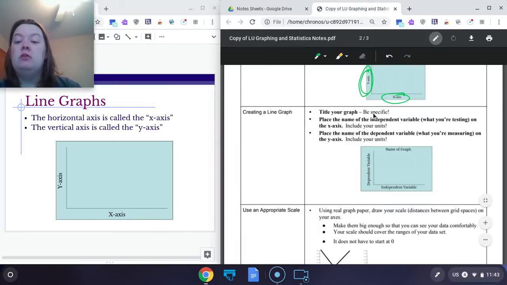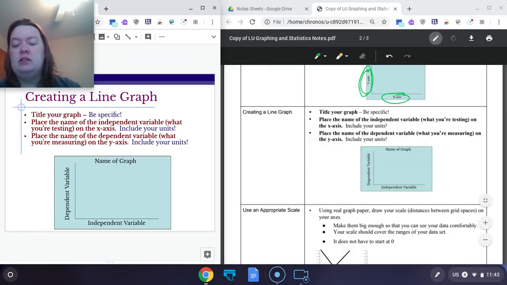You need to have a title, because otherwise someone's just going to look at it and be like, oh, what is this graph even trying to say? So you want to be specific with your title. So if I'm looking at if the amount of water affects plant growth, I could say something about how changes in amount of water affect plant growth. You want to be very specific, and typically the title of your graph is going to have your independent and dependent variable.